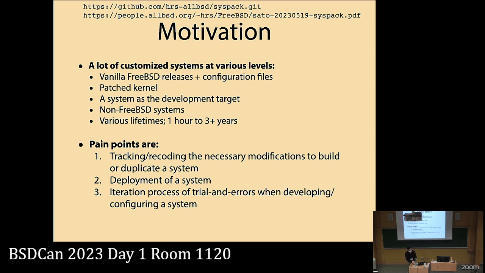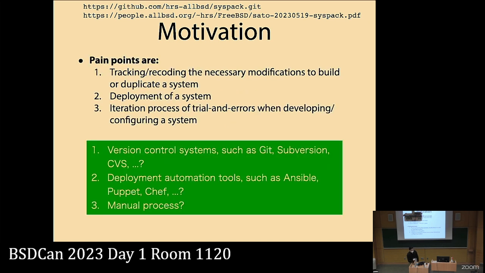And the third one is, as mentioned earlier, the iteration process. As a system administrator, as a software developer, changing something and trying it to confirm if it works as expected. This process involves a lot of steps. So minimizing the steps required to perform this cycle in a short time is quite important for a good experience, especially for students.